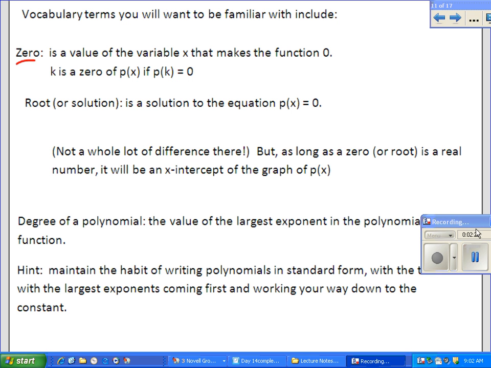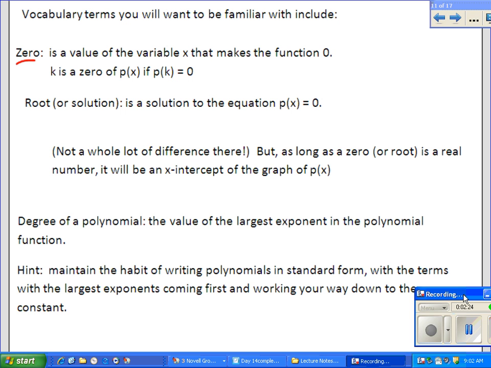And then the degree of the polynomial is the value of the largest exponent in the polynomial function. And be in the habit of writing polynomials in standard form, with the terms with the largest exponents coming first, working your way down to the constants. It'll just save you some trouble down the road if you always maintain that habit.